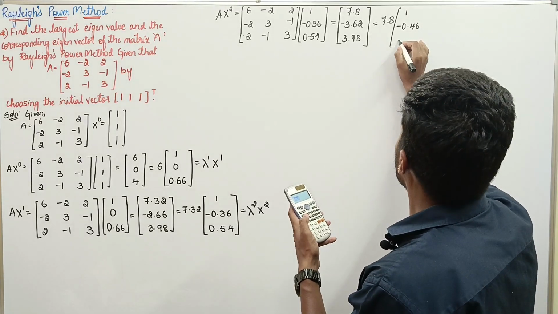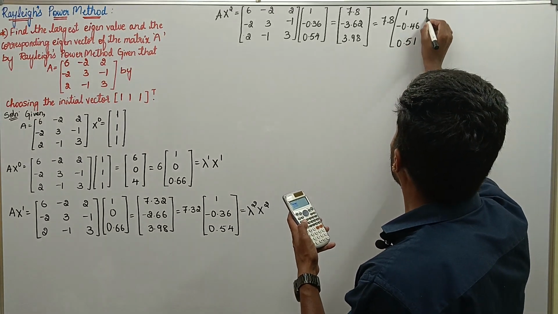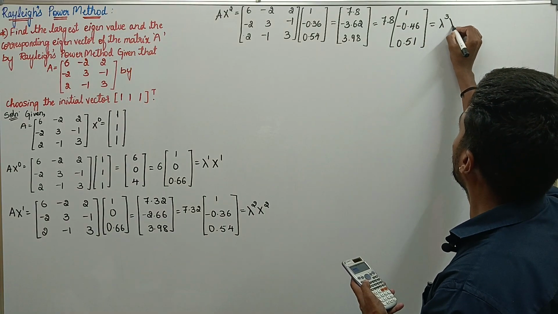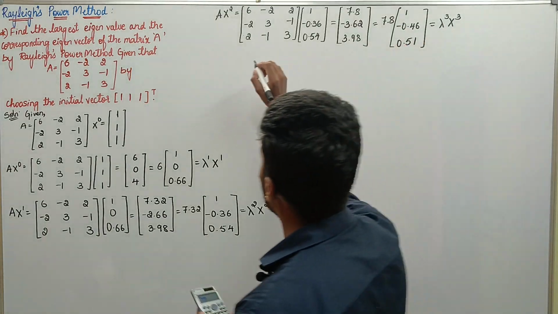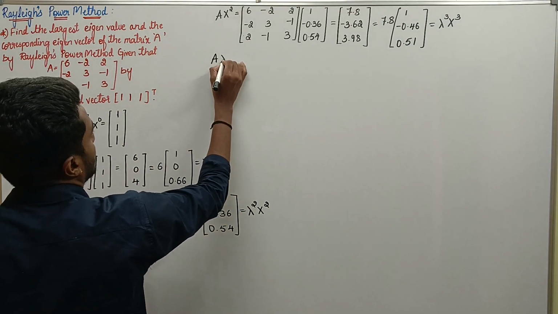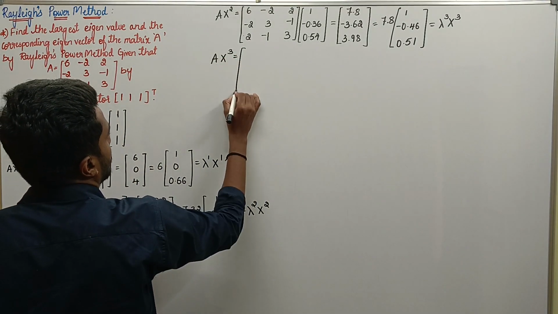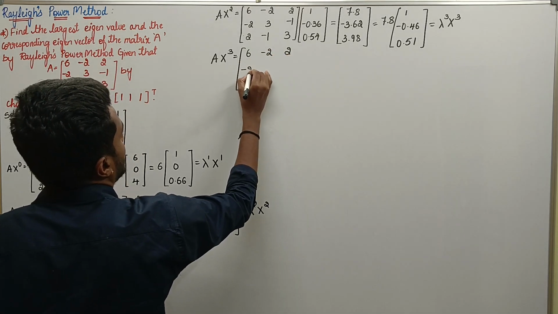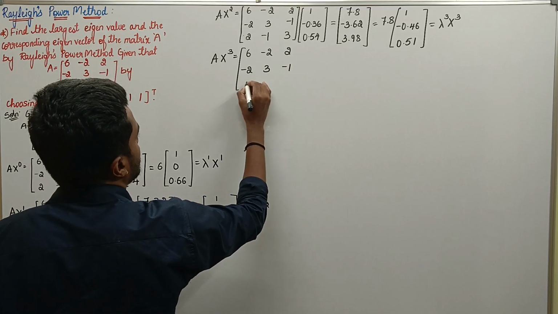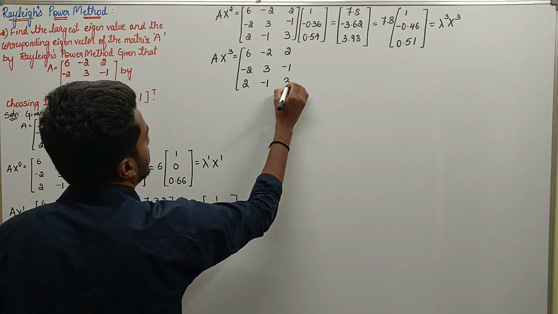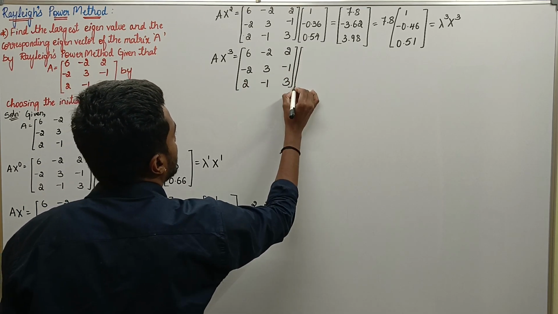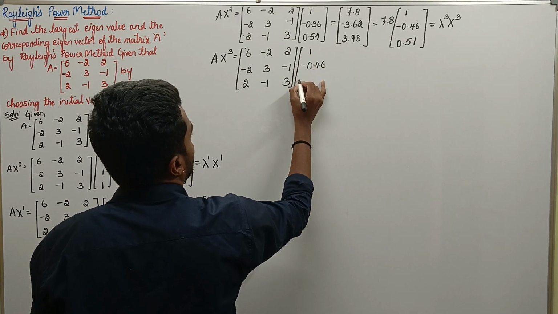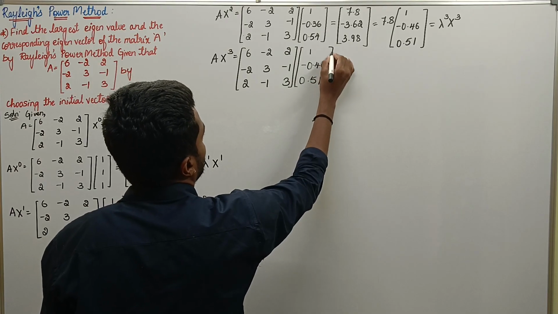Next you have 0.51. This will be the eigenvalue, that is lambda to the power of 3 and x to the power of 3. Now the next approximation is A x to the power of 3, which is equal to [6, -2, 2; -2, 3, -1; 2, -1, 3] into [1, -0.46, 0.51].